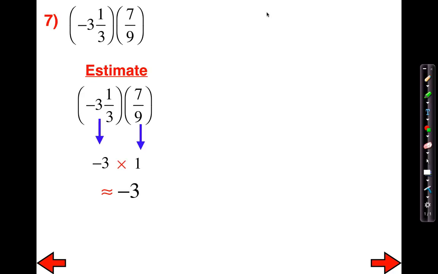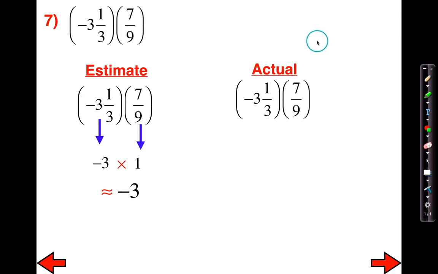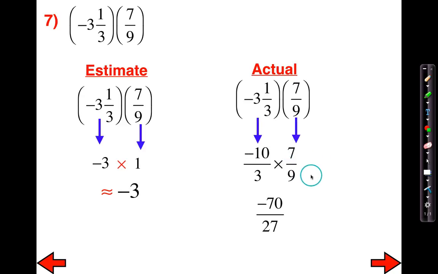So actually doing the math, I'm going to go ahead and turn this first mixed number into an improper fraction, which is -10/3 times 7/9. I'm going to check if I can cross cancel. Unfortunately, I can't, so I'm going to multiply straight across, leaving me with -70/27. I know right away my answer is going to be a negative, so I would want to do that first before I go and do some side work as I turn this into a mixed number.